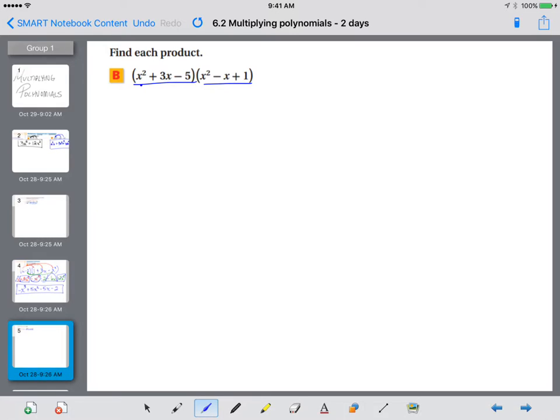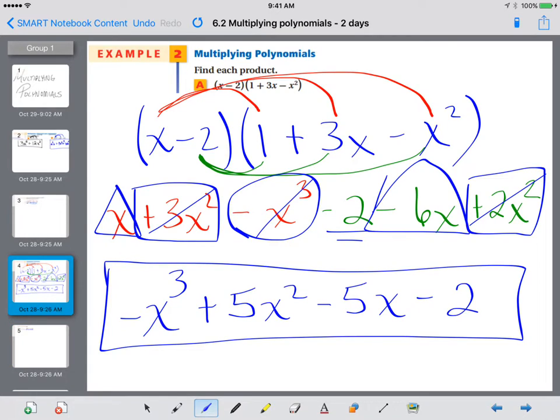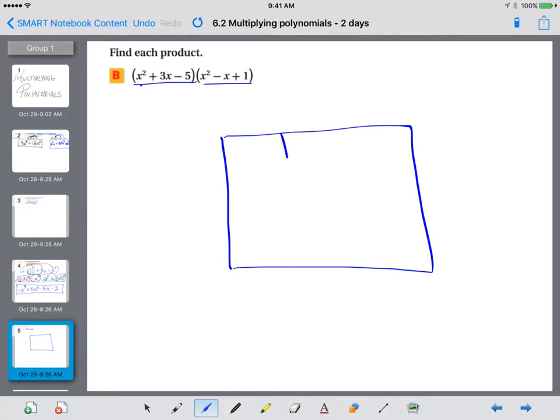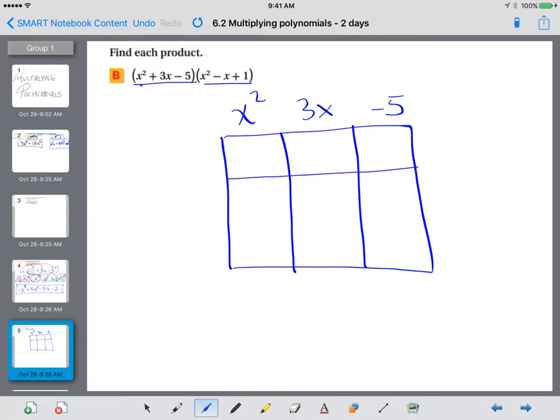I'm going to show you the box method with multiplying these. Either method can work. I could still use the other method to multiply this 3 by 3, but I'm going to show you the second way of doing it, the box method. In the box method, we have a 3 by 3. So I need to leave enough space for 3 terms on the top. It doesn't matter which one you write up top. So let's go x squared, 3x, negative 5. And then I need enough room for 3 terms down the side. So let's go with x squared, negative x, and 1.